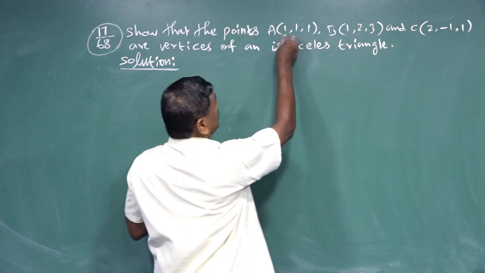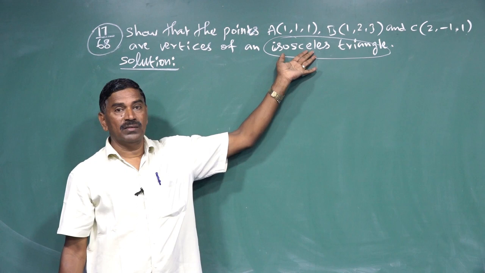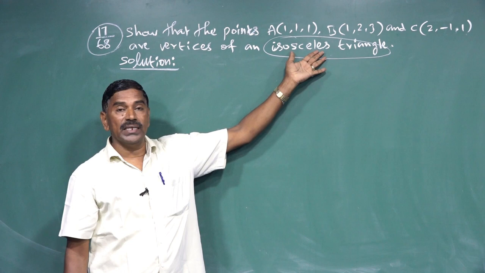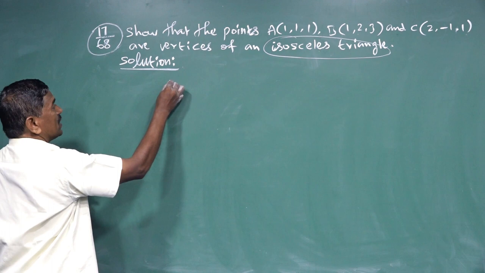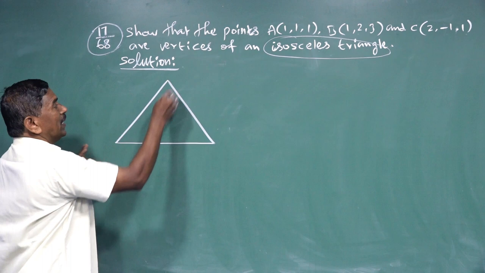What is an isosceles triangle? Very good. Any two sides are equal. So to prove an isosceles triangle, it is enough to prove any two sides are equal. Sir, okay. First, vertices given, A, B, C. First, let us draw the diagram. Given a triangle, let the triangle be ABC.